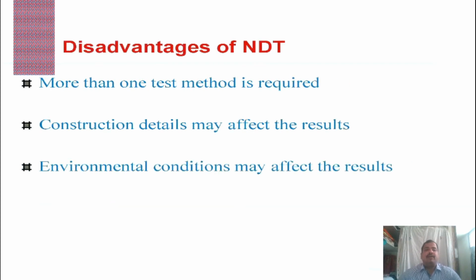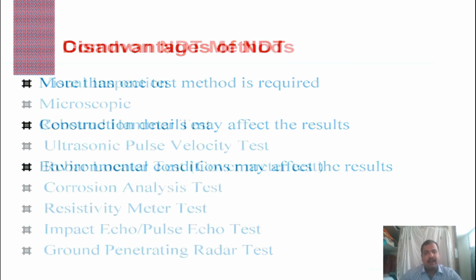Now, the disadvantages of these NDT techniques: more than one test method is required, and construction details may affect the results. No doubt, if there is any reinforcement bar present in our specimen, then definitely our results will be affected. Environmental conditions may also affect the results. Suppose moisture is present in our specimen, then our results are also affected by the environmental condition or that moisture.